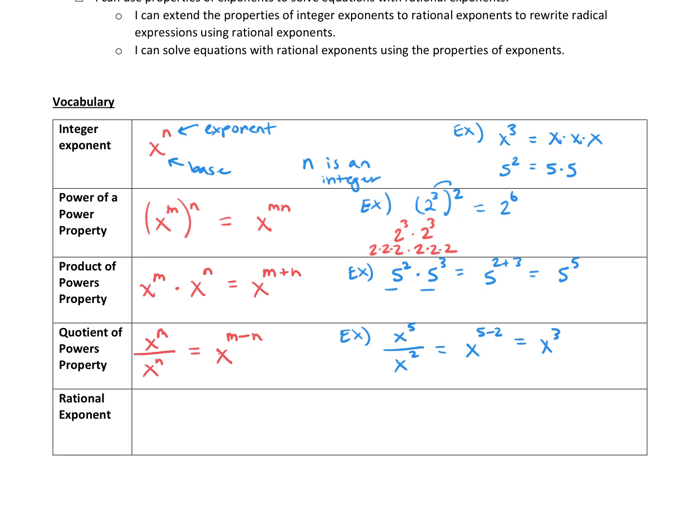Now we're getting to rational exponents. All of these properties we will apply to rational exponents. So what is a rational exponent? That is when the exponent is a fraction. So for example, you could have x to the 2/3 power. That is a rational exponent.